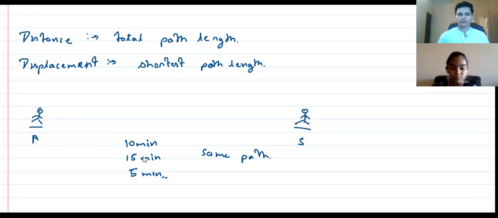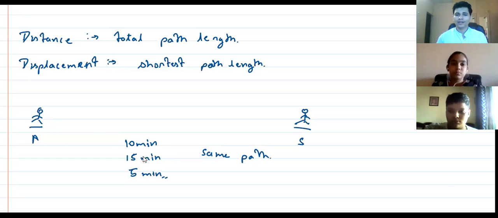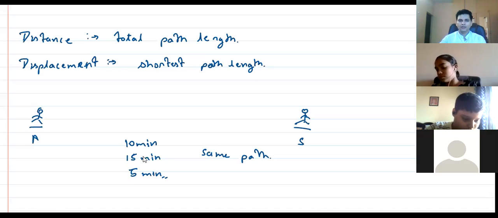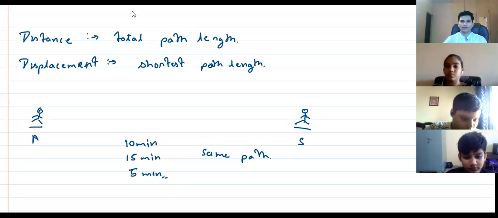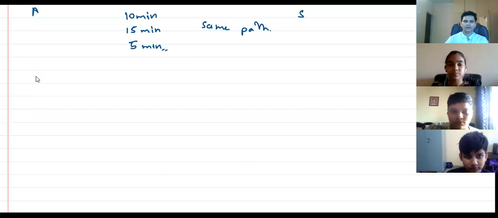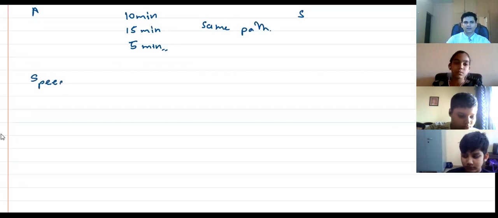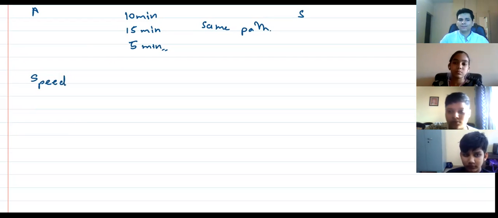For example, if two people are running, both have to reach from one point to another point. But someone reached that point early and someone reached that point late. So I can say the guy who reached early is faster. So the quantity that we require is called speed. So what is speed? Speed is basically a physical parameter which tells us how fast or slow any object moves. That is a definition.